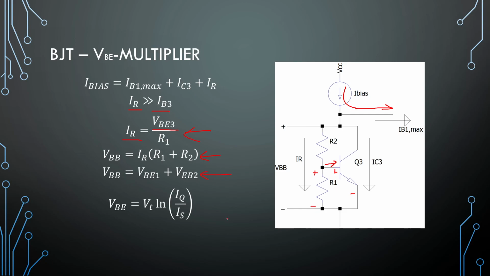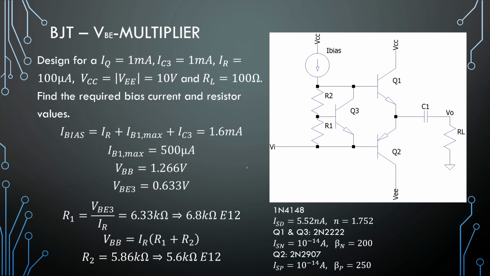Again, we need to calculate our VBB value from our two transistors, and we must also, with our collector current choice here, calculate the VBE value of this transistor that we use right here. Right, so the best to go through this is to do a design. So again, let's design for a quiescent of 1 milliampere. That means that this VBE for the same transistor is 1.266, like our previous problem, so we don't need to go through that rigmarole again.